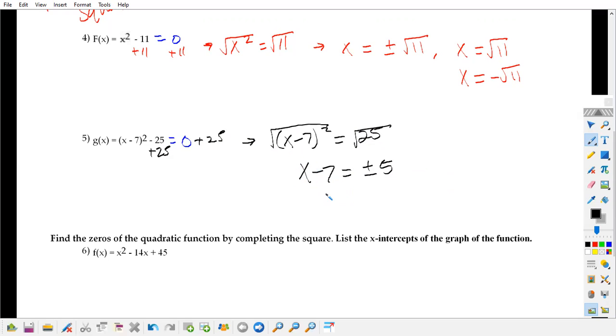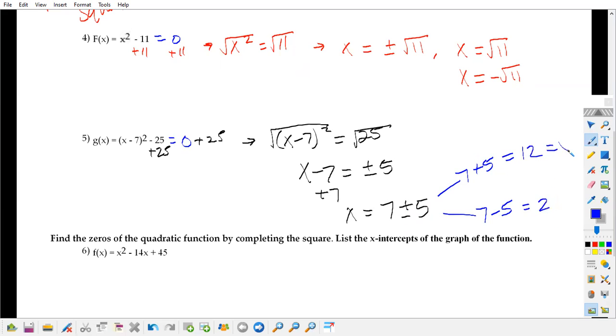x is still not by itself, so the last thing I have to do is add 7 to both sides. When we add 7 to both sides, it becomes 7 ± 5. Okay? A plus or minus means I have 2 operations to follow. I'm going to have to do 7 plus 5, and I'm going to have to do 7 minus 5. That gives us 12 and 2 are what x equals.